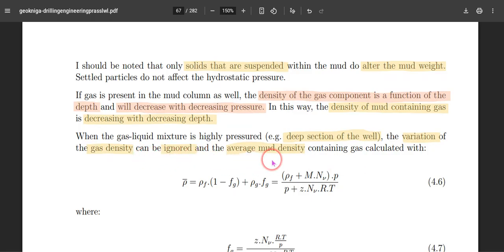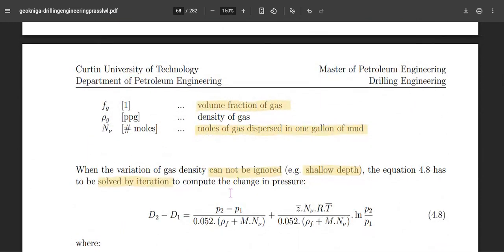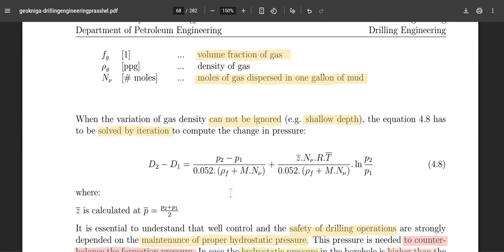The average mud density along with the gas column is computed by equation 4.6. Fg is the fraction of the gas column, and 1 minus Fg is the fraction of the fluid. But in the case of a shallow well, it cannot be ignored, and there would be a considerable difference between the density of the mud column and the density of the gas. In that case, equation 4.8 applies, which is a nonlinear equation, so it has to be solved through an iterative solver like the Newton-Raphson method.